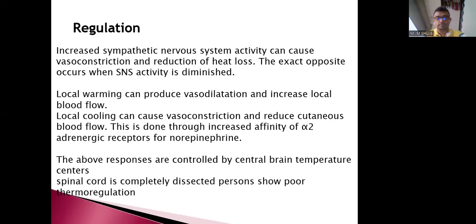And the regulation. Increased sympathetic nervous system activity can cause vasoconstriction and reduction of heat loss. The exact opposite occurs when activity is reduced. Okay, the local movement can produce vasodilation and increase local blood flow. The local cooling can cause vasodilation. The responses are controlled by central brain temperature.